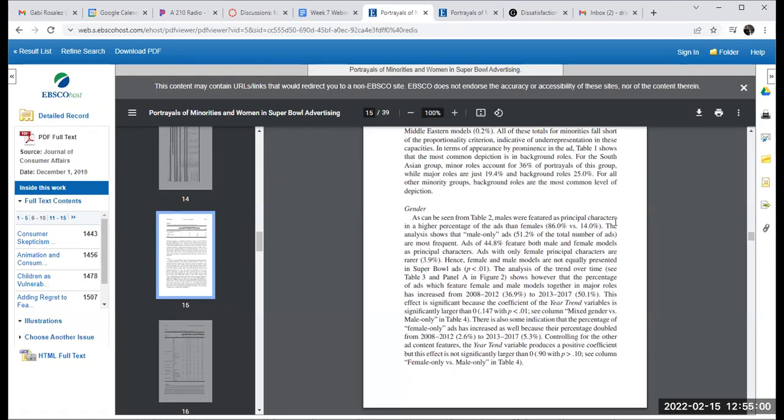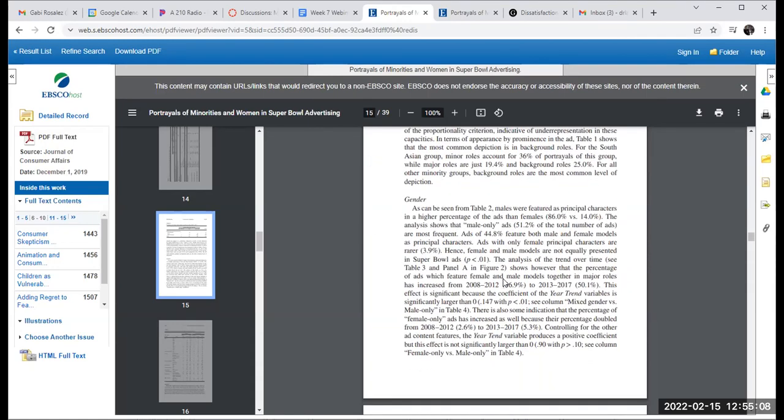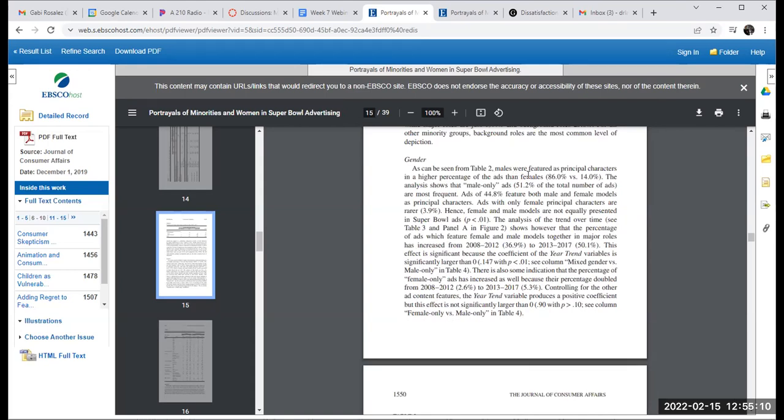Under gender, and let me read what it had to say. And what it said is, as can be seen in table 2, there's a table here, males were featured as principal characters in a higher percentage of ads than females, 86% versus 14%. Okay, now, again, this was a sample, and samples may not represent the whole population.